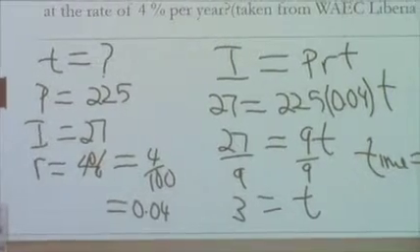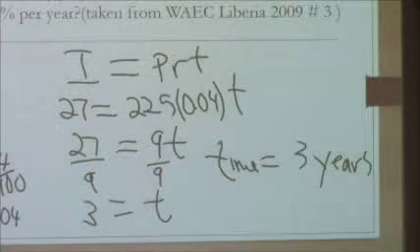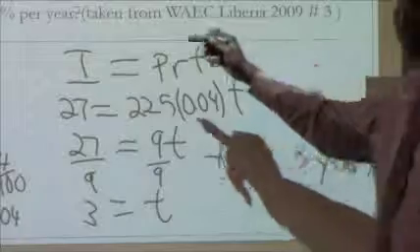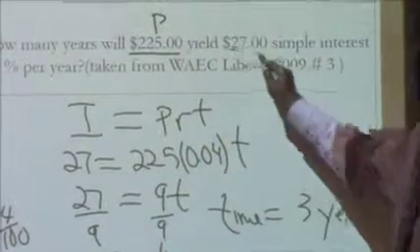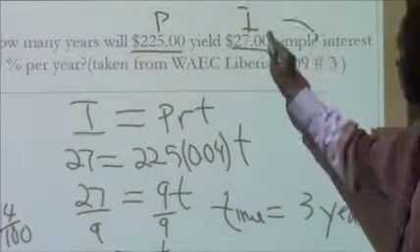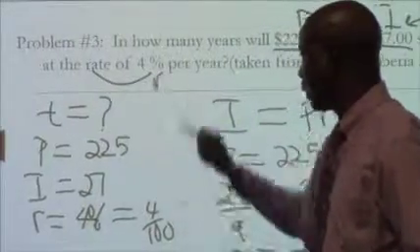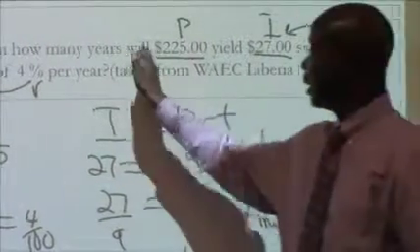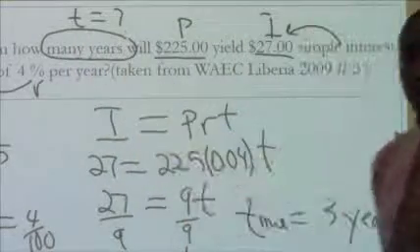Okay. So these are very basic, very easy problems. I think the hardest thing is translating the problem into mathematics. And all you have to do is take your time and underline the important things. So that's P. Watch for this. That's I. You see it right there, simple interest. You see the word rate. So that's your rate right over there. And how many years? So you know the question mark is on T. That's what you don't know.